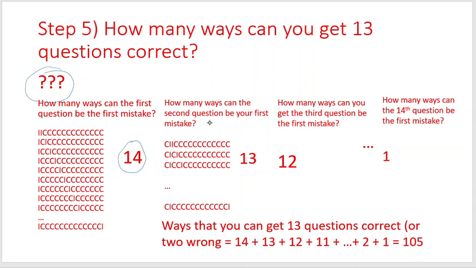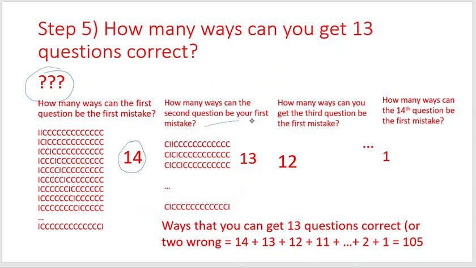Then if we go, okay, how many ways can we make it so that we've got the second question wrong and then one of the other ones wrong? Well, there's 13 different ways. So you get the first one correct in that case, then you've got the second one wrong, and then in the first scenario, we've got the third one wrong, second scenario, we've got the fourth one wrong, so on and so forth. There'd be 13 different ways, okay?